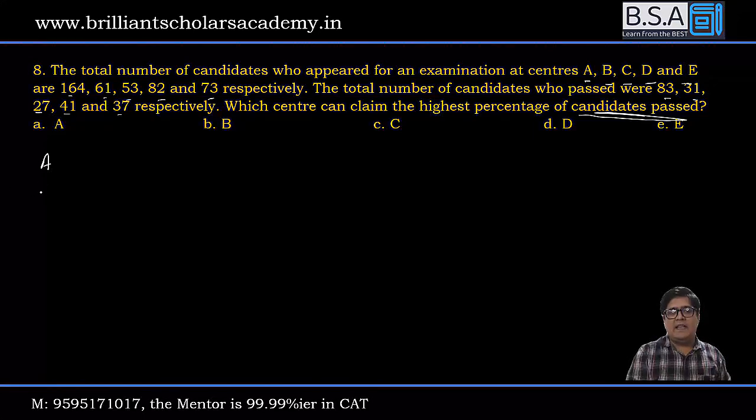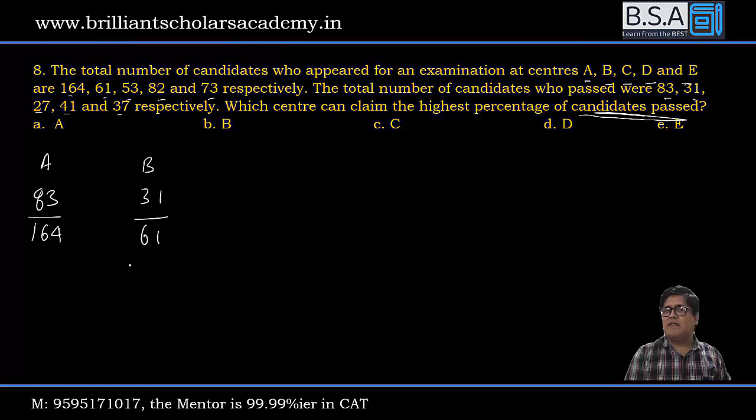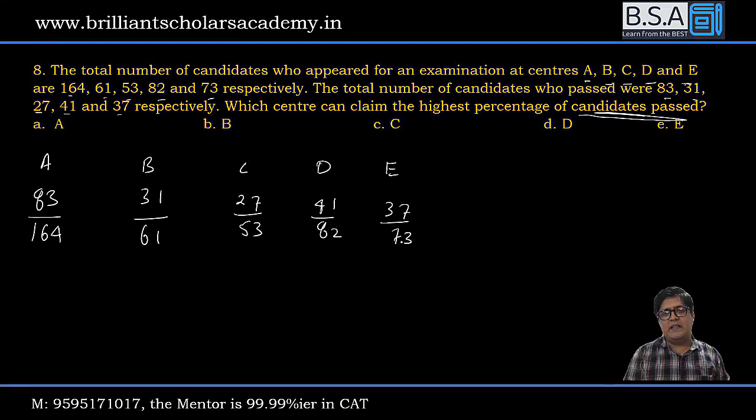So A has 83 people passing out of 164. We'll see. B has 31 people passing out of 61. C has 27 people passing out of 53. D has 41 people passing out of 82. E has 37 people passing out of 73.